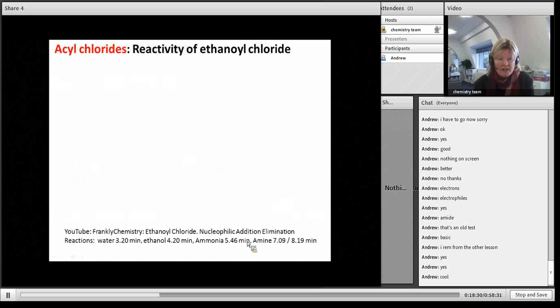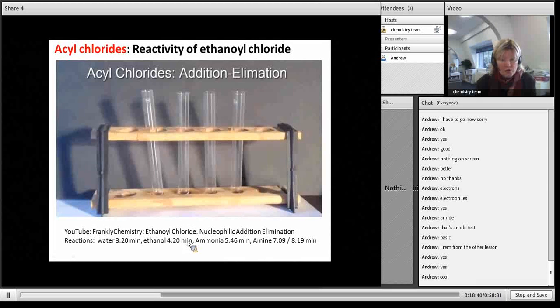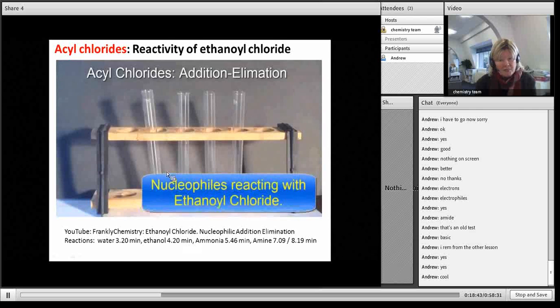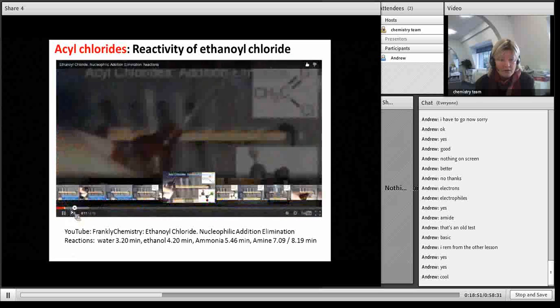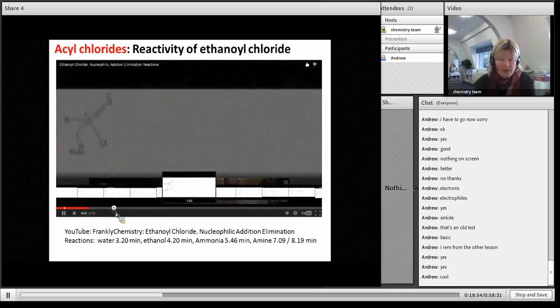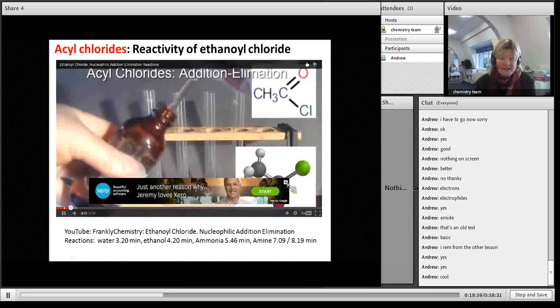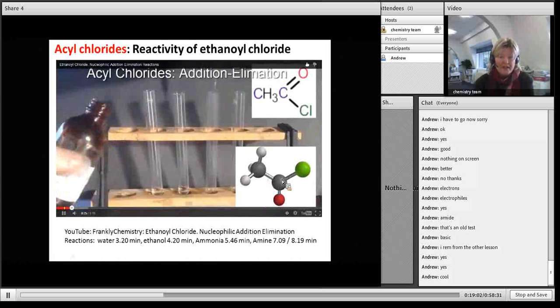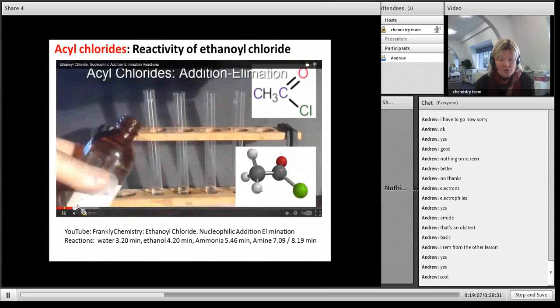So what I've got here, and hopefully something is going to appear over here somewhere, there it is. This is reacting my ethanoyl chloride, and I'm reacting it first with water, then I'm going to react it with ethanol, then ammonia, and then an amine, and so you'll see what happens in each case. So I'm going to just bring it through to 3.2 minutes. I wanted to do it in the beginning where you just see that's the acyl chloride. So I thought it was quite a nice image of what the acyl chloride looks like. And let's go to 3.2 minutes.